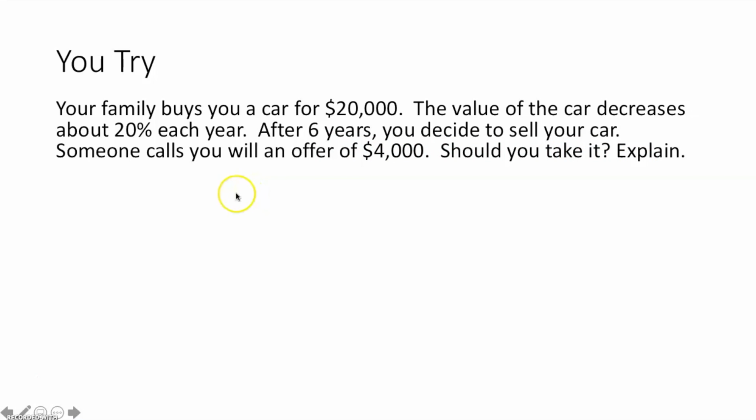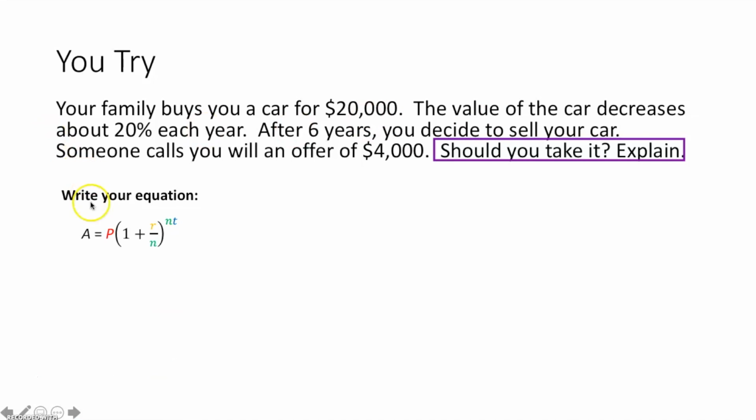Okay, so we're doing the same thing here. It's a word problem, so we're not scared. We can do this. We also need to figure out what it's asking us. It's asking us, should we take the $4,000? And we need to explain. Okay, let's figure out how much the value of the car decreases. In order to do this, we need our equation. Here it is. Now, our principal, that would be this $20,000 that we start with.